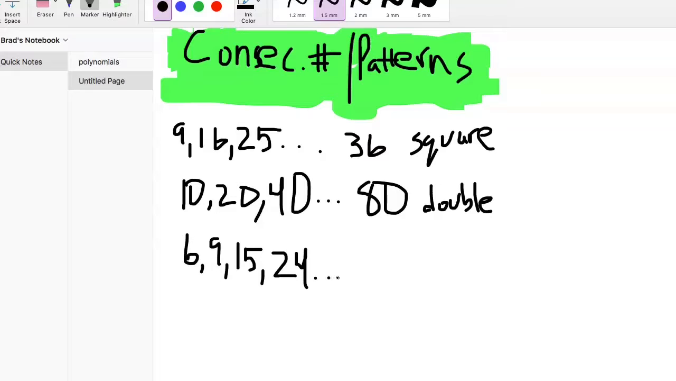You know, you could be thinking, well, the first two weren't obvious either. So with this one, we're not squaring them, we're not doubling them, but we are adding the previous two numbers together. So 6 plus 9, the first two numbers, equals 15. 15 plus 9 equals 24. So what do you think the next number is going to be? 24 plus 15, right? 39. So they're adding the previous two.